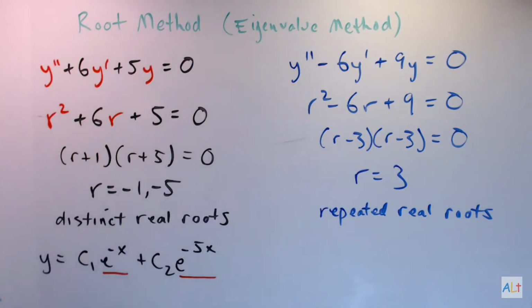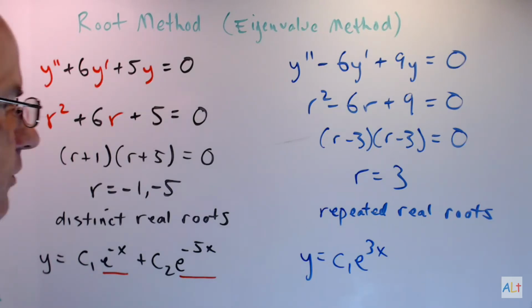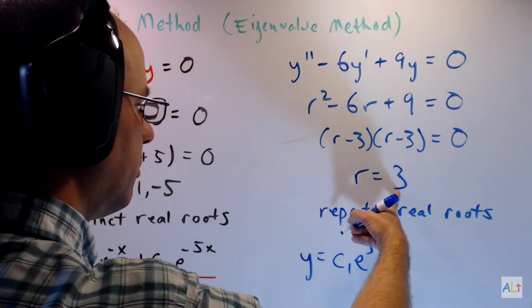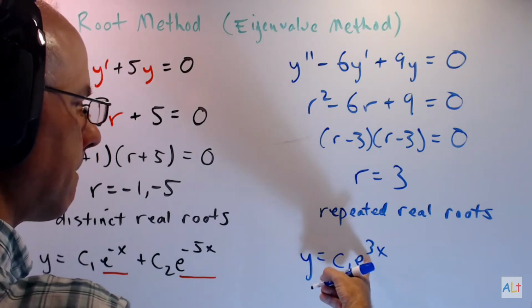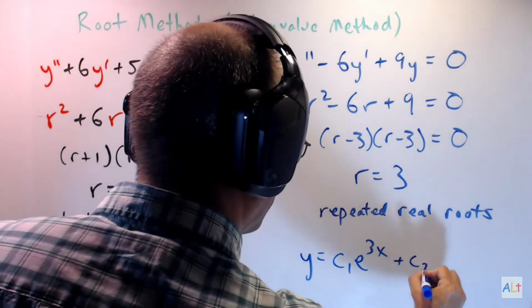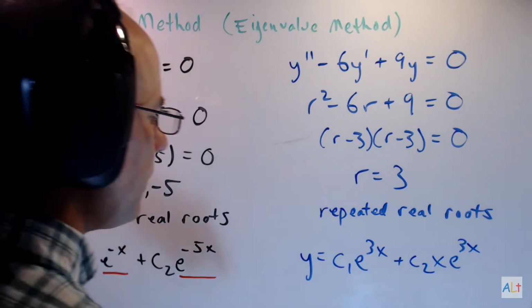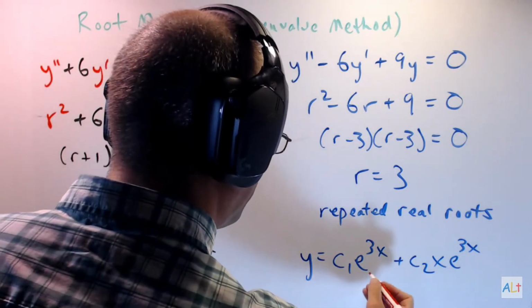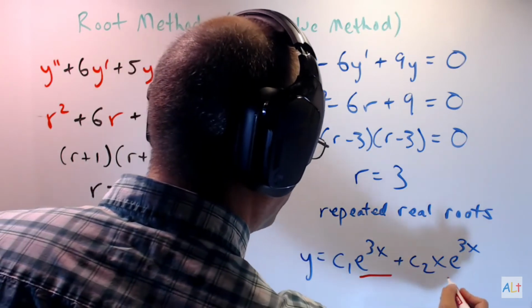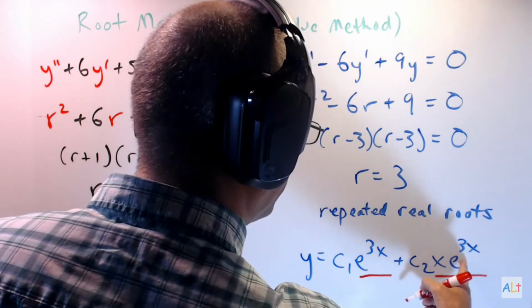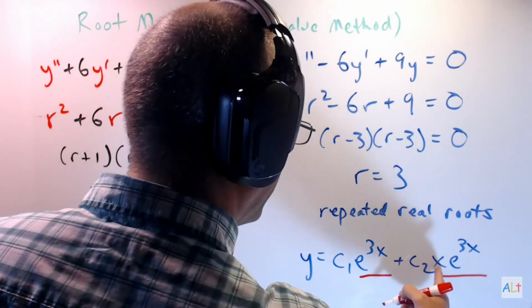The solution looks like this. There's one solution all by itself, but we need two linearly independent solutions. How can we do that when we only have one number to put up in our exponents? Here's how. You multiply by x. Again, the coefficients could be anything. This is a solution all by itself, and this is a solution all by itself. The exponential function together with x.